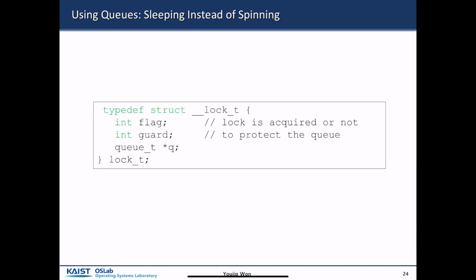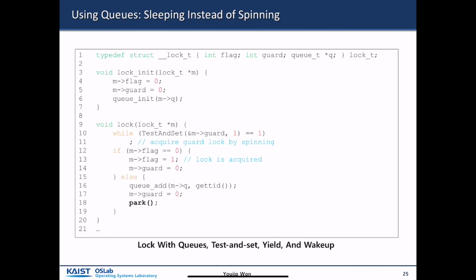First one, this is the data structure for sleep lock. It has three fields: flag, guard, and queue. The flag field represents the state of the lock, whether it is available or not. And guard is a variable that acts as a mutex to protect this construct. The third one is queue. It represents a set of threads that are waiting for this lock. This represents a data structure for sleep lock. Let's look at the actual code. We're going to deal with three functions. First one is lock initialization, second one is lock, and the third one is unlock. That is going to be shown on the next page.